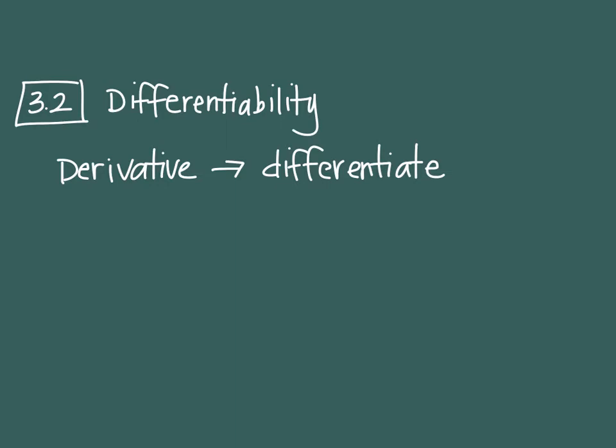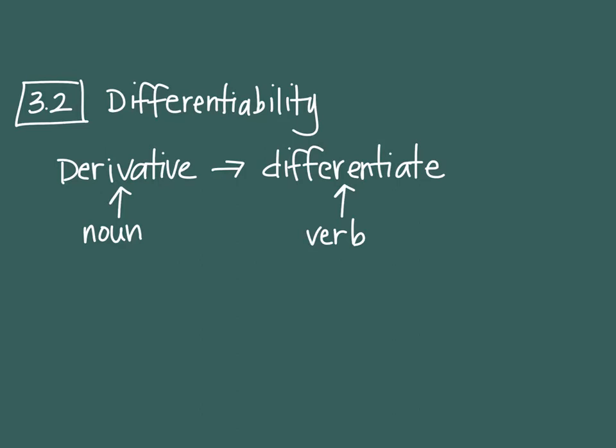We have the noun is derivative. The verb is differentiate. The noun is differentiability. The modifier is differentiable. So you have all the different forms of that word. Okay, so to differentiate is, can you take the derivative of something?